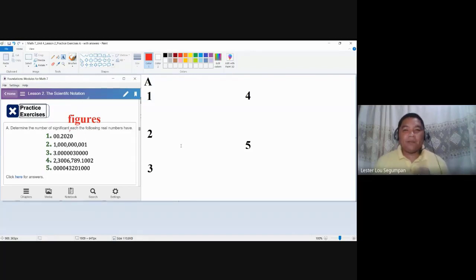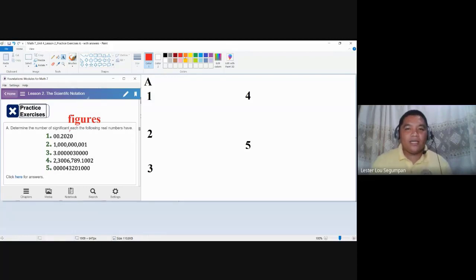Just a short recap. Number one, all non-zero digits are significant. Number two, the zero digits between any two non-zero digits are also significant. Number three, the leading zeros are non-significant. Number four, the trailing zeros after a decimal or with a decimal point are significant, but the trailing zeros without a decimal point are non-significant. Let's start with number one.